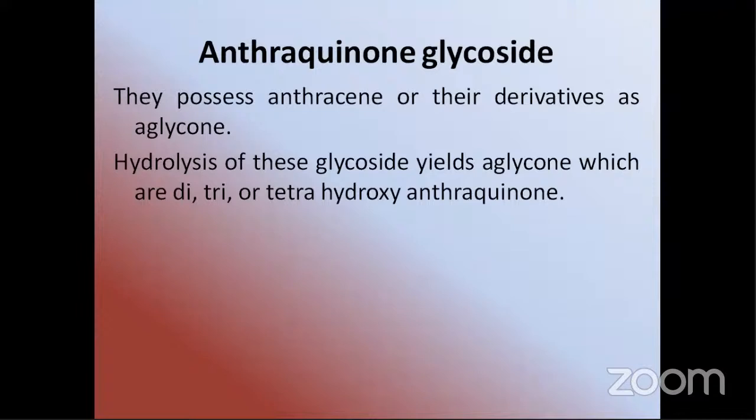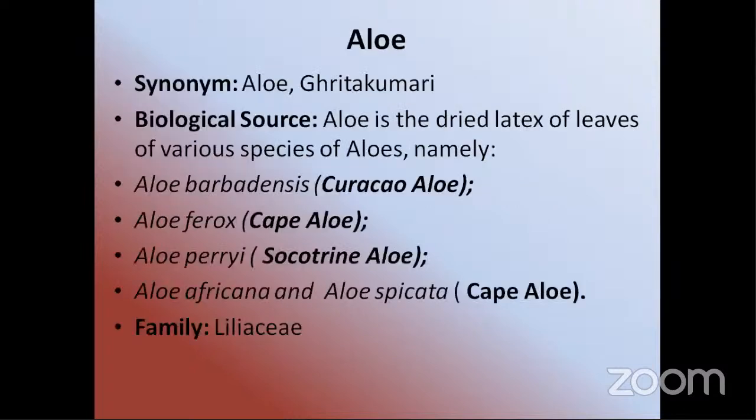Anthraquinone glycosides are drugs with laxative and purgative properties, and in some cases also cathartic property. The first drug of anthraquinone glycoside is aloe. We all know about aloe. In Bengali it is known as Ritokumari.